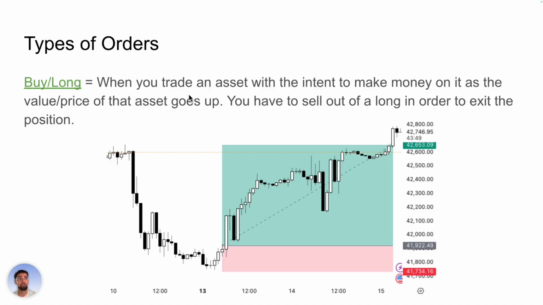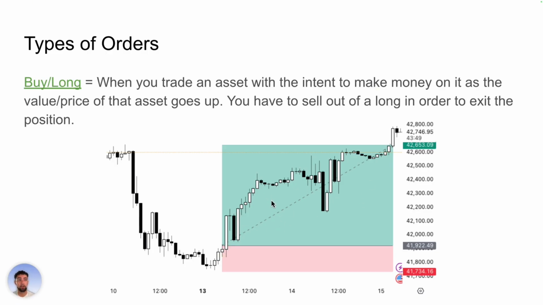That is when you trade an asset with the intent to make money on it as the value/price of that asset goes up. You have to sell out of a long in order to exit the position. When people buy or long something, they enter that trade with the intention of the asset they're buying going up. So in this case, this would be the buy entry point, and they want price to go up.